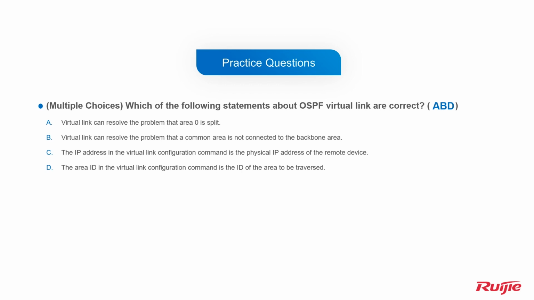Okay. And option C actually is wrong, right? Because the remote information can be the local interface, right? For D, the area ID is the area to be traversed. So if the area we traverse is area 1, then we set the area ID to be 1. Okay.